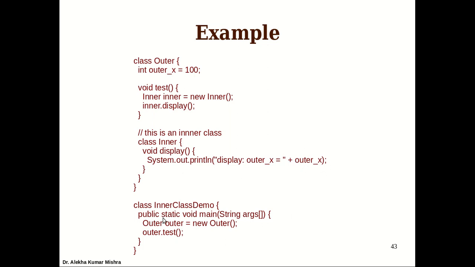Coming to main, it creates an object of outer, and calls outer dot test. When test is invoked, it creates an object of inner, and it is going to display the value of outer X, that is 100. This is how it works.